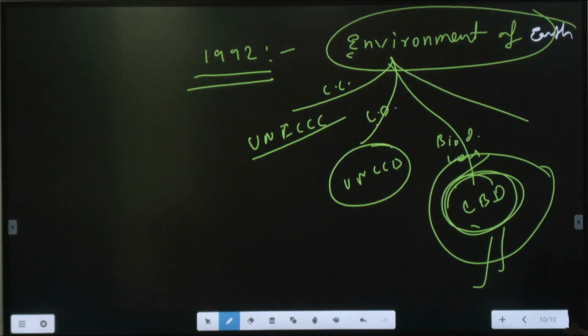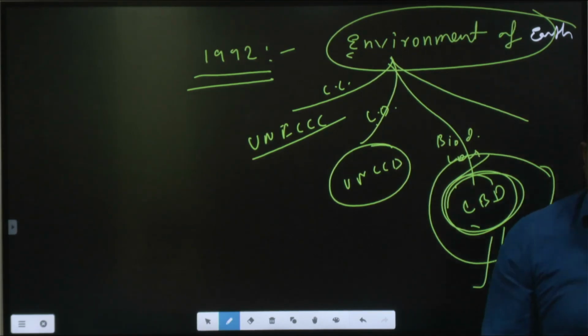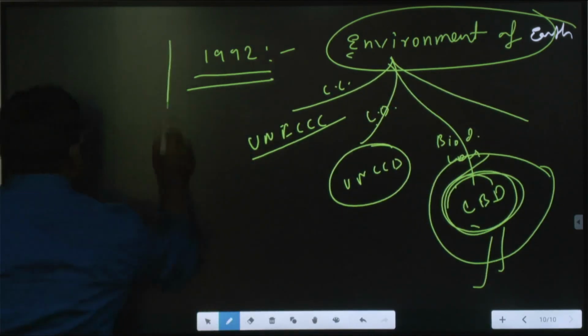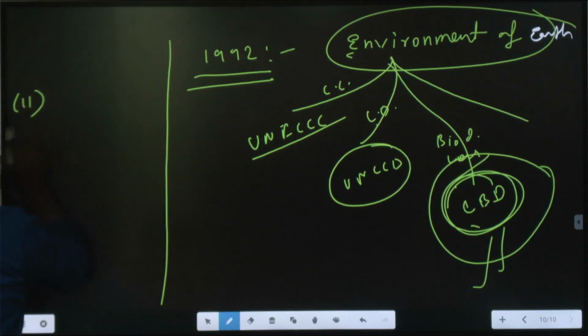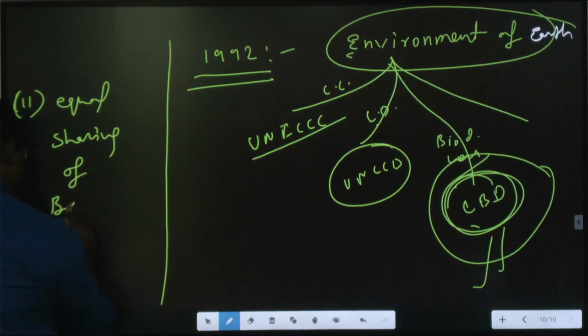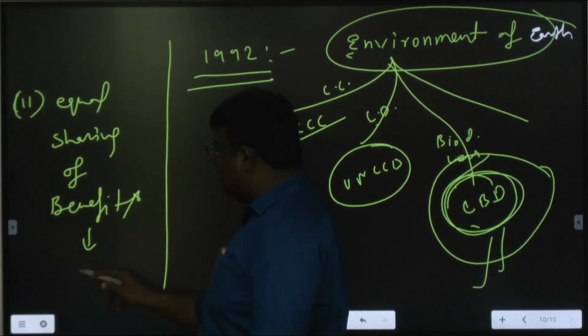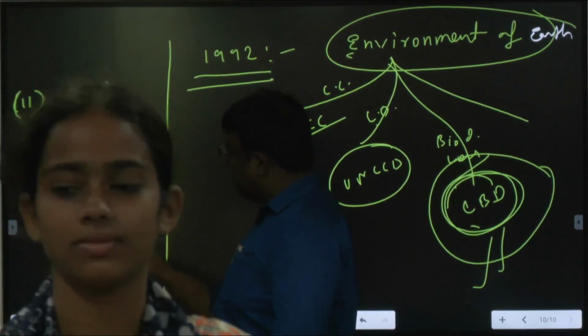So this is about the National Biodiversity Act of India. Look, if we look at the second goal of CBD, it is about equal sharing of benefits arising out of the use of natural resources. This is the second goal now.